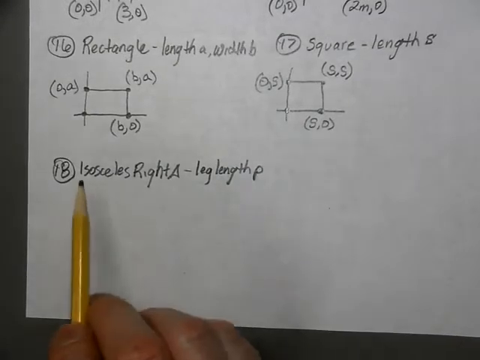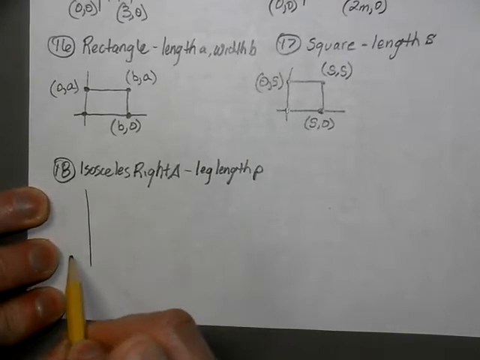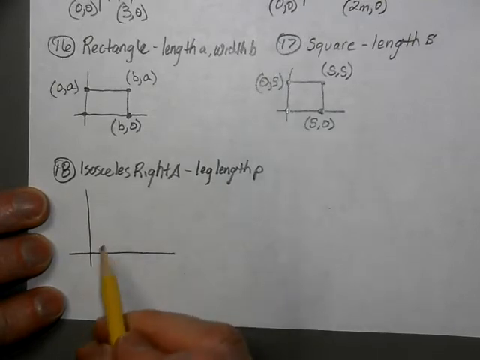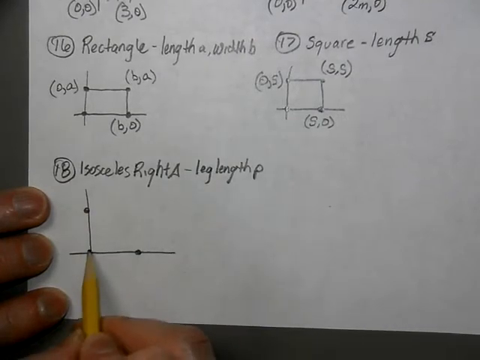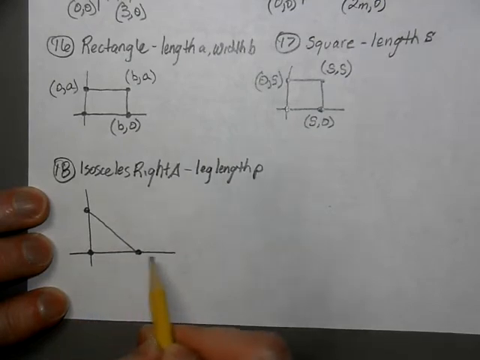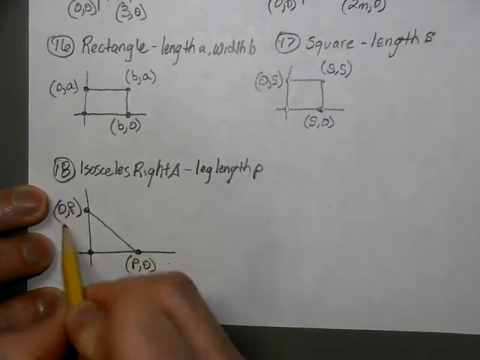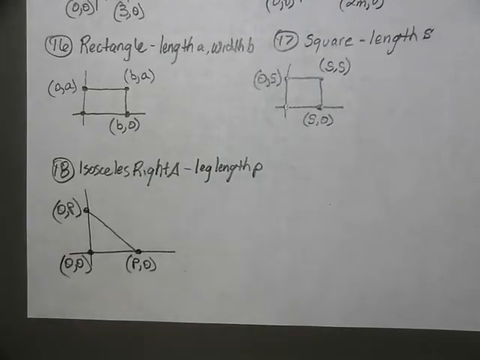For number 18, we're going to have an isosceles right triangle, a leg length of P. So an isosceles right triangle, isosceles meaning two sides are going to be exactly the same, right angle, so the distance along here is going to be P comma 0 and 0 comma P, and then this would be 0 comma 0. A right angle, let's put the right angle at the origin, and this would give us our isosceles right triangle.